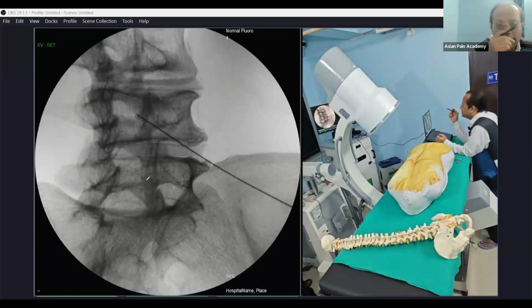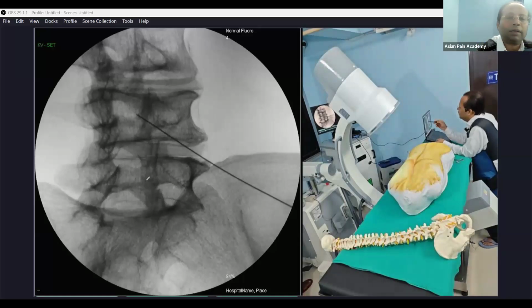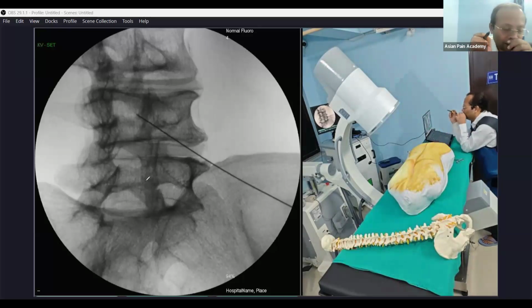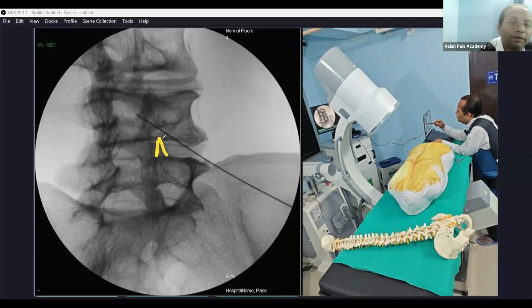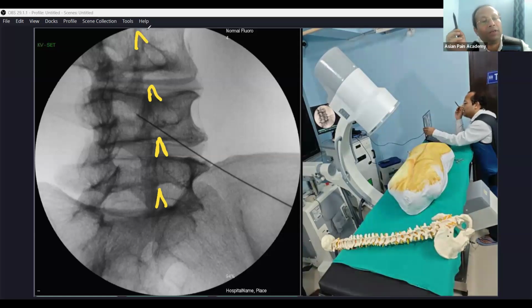Let us think that this is the way the nerve is going, but we want to infiltrate the steroid around the nerve in the foramen, without touching or puncturing the nerve. So we have two options. Either we go by the Kambin's triangle approach. To identify Kambin's triangle, we must identify this SAP, the superior articular process. This is the ear of the dog. So we must identify the ear of the dog.